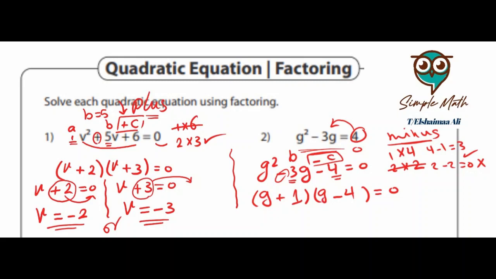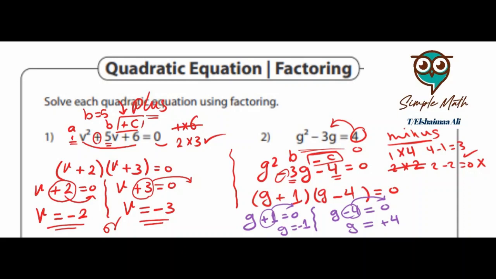Here we have two equations for this quadratic expression. The first one is g plus 1 is equal to 0, and the next one is g minus 4 is equal to 0. Here g is equal to negative 1 because we will take 1 to the other side with a different sign as we said before. And negative 4 we are going to take to the other side with a different sign, so g is equal to positive 4.